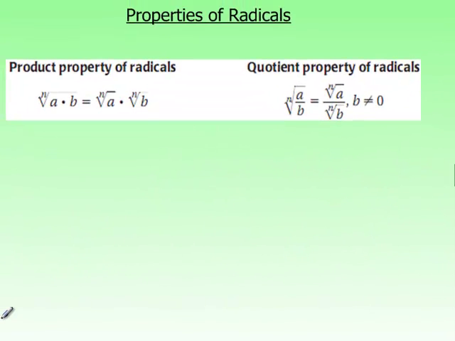Okay, so let's look at some of the properties of radicals. The product property of radicals simply is that if we have the nth root of a times b, it can be separated out as the nth root of a times the nth root of b, and the quotient property of radicals is the same thing but with division. So we could separate out the numerator and denominator with separate radicals, provided that b is not equal to 0. So we'll look at some examples of that.